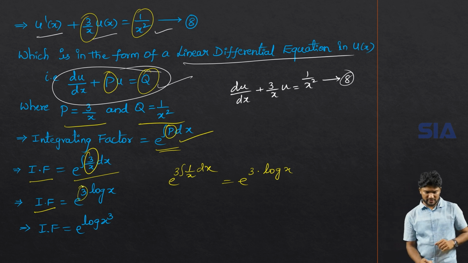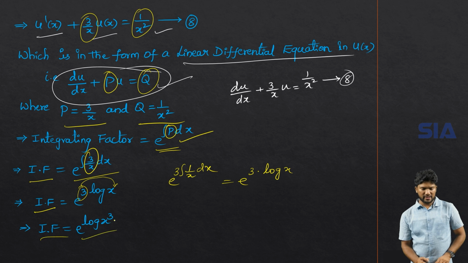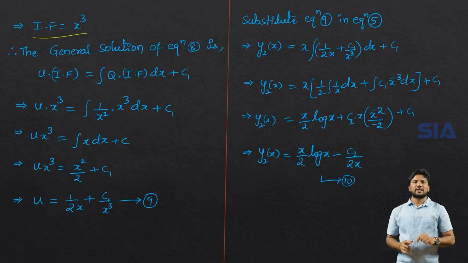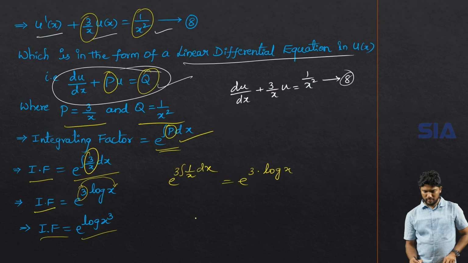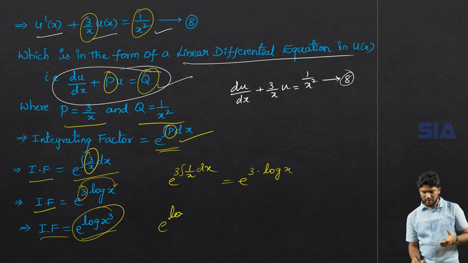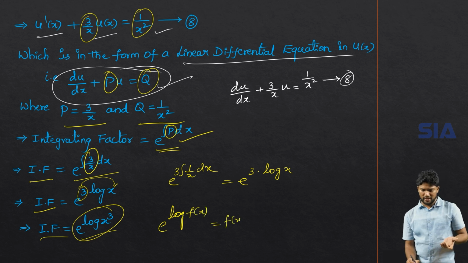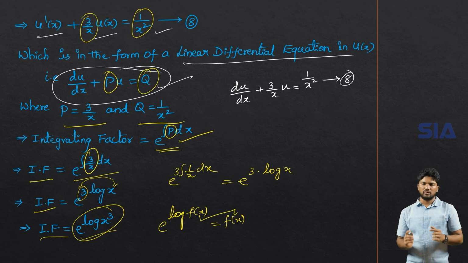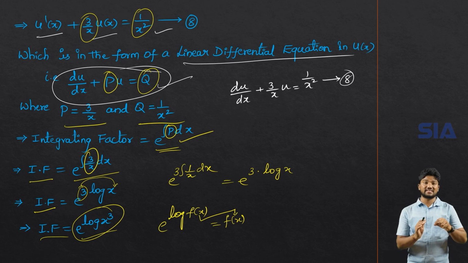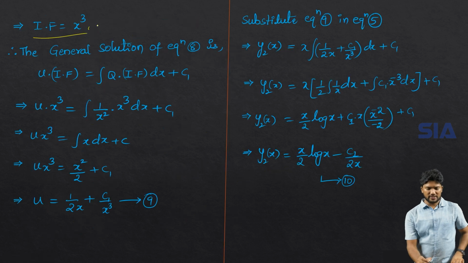In the next step, if you send this 3 to the power, therefore the integrating factor is equal to e power log x power 3. You know very well the formula, so the integrating factor is simply x power 3. From the previous slide, here you have e power log x cube. It is in the format of the e power log f of x formula. You know very well e power log f of x is equal to f of x only. In place of f of x, here you have x cube. So therefore the integrating factor is equal to x cube.